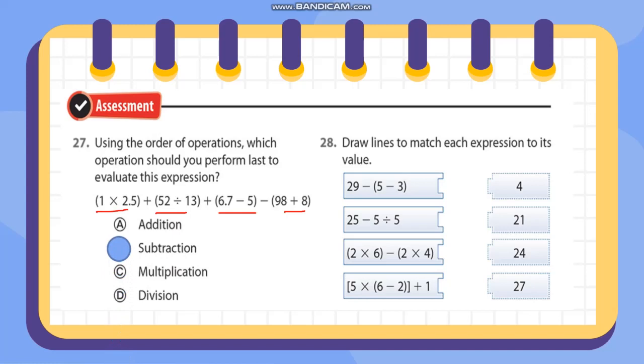Next, draw a line to match each expression to its value. So 29 minus 5 minus 3 is equivalent to 27. And 25 minus 5 divided by 5 is equivalent to 24. And 2 multiplied by 6 minus 2 multiplied by 4 is equivalent to 4. And 5 multiplied by 6 minus 2 plus 1 is equivalent to 21.